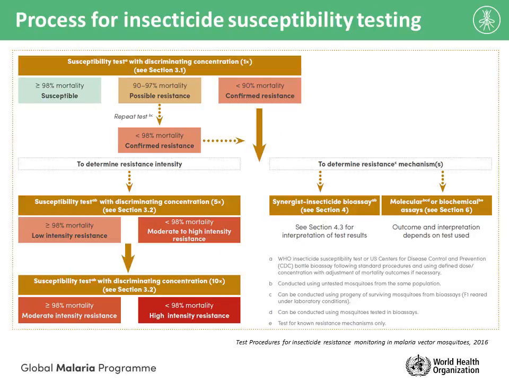This slide is showing a summary of the process for insecticide susceptibility testing, including the intensity evaluation and the determination of the mechanisms present in the resistant populations. As you all know, you must first test for the presence of insecticide resistance using the susceptibility test. If you confirm the presence of resistance, you can then test for the intensity of that resistance using the intensity assay. And you can also test for the mechanisms of resistance using either the synergist bioassay or any molecular or biochemical assays. You can find this diagram in the guidance document.